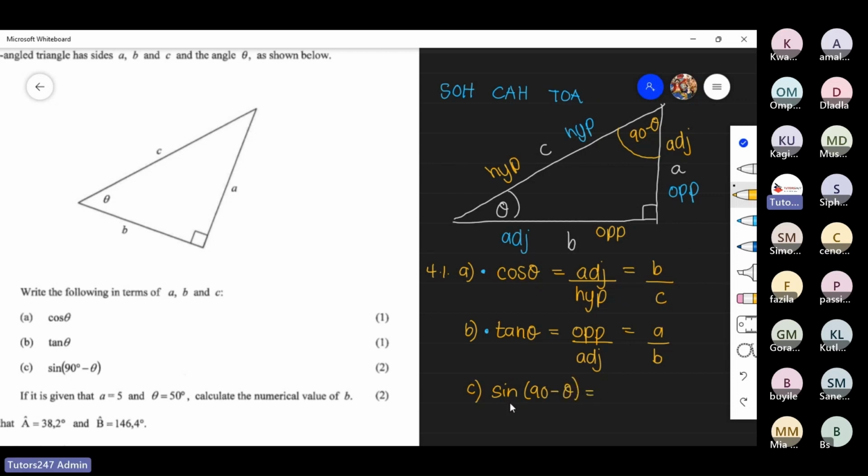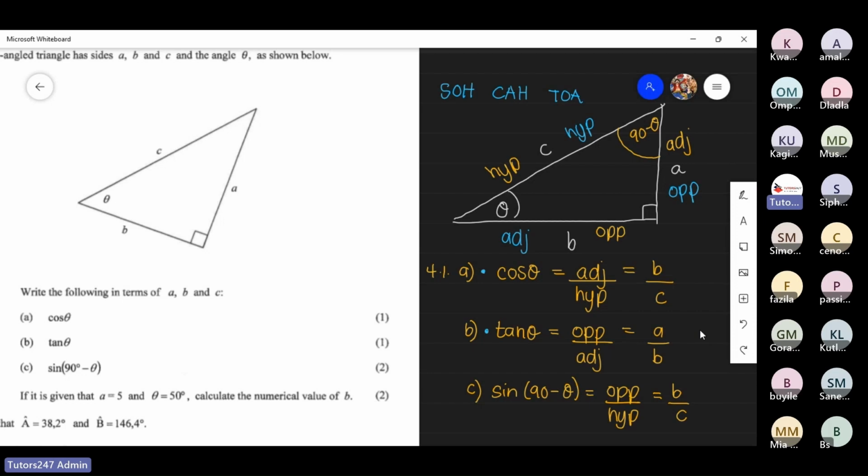So our question is now sine of 90 minus theta. What is sine of 90 minus theta equal to? Think of sine. What is sine equal to? If you look at our top SOHCAHTOA, sine is equal to opposite over hypotenuse. Now, what is our opposite and what is our hypotenuse? Our new opposite is B, and our hypotenuse, which has not changed, remains as C. So sine of 90 minus theta is equal to B over C.